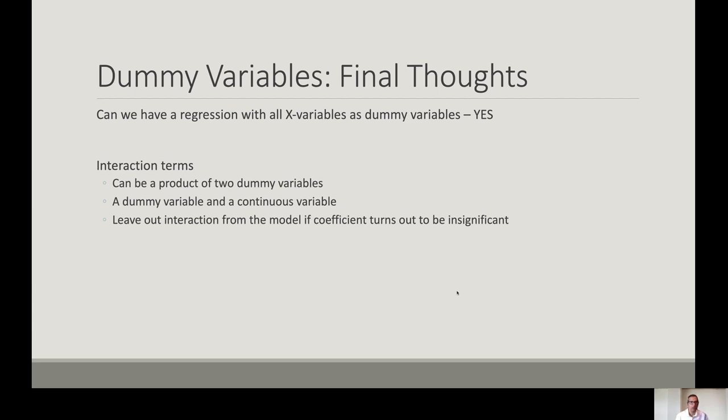Okay. Once you do that and run your regression, if you find that the coefficient of the interaction variable turns out to be statistically insignificant, what that means is the interaction does not really matter, so you should leave this interaction term out of the regression specification.